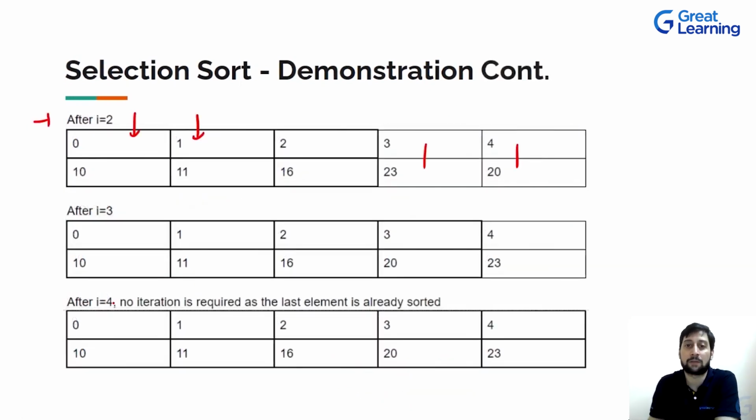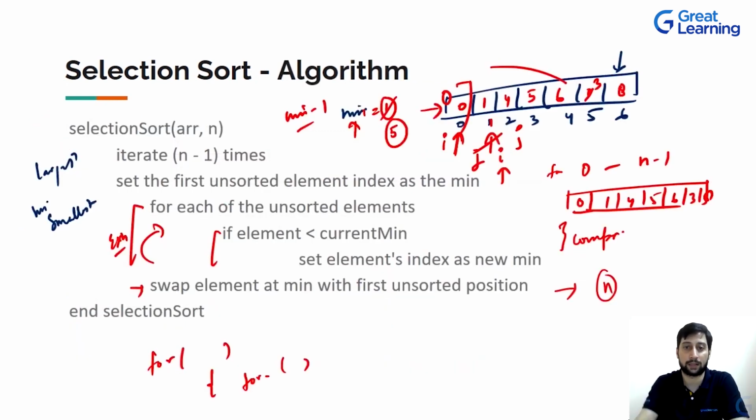So after iteration number 3, this is our input array. Similarly, after the third iteration, this thing will happen as 23 is greater than 20. So these elements will be swapped, and no fourth iteration is required as the last element is already sorted. So this is the whole demonstration of this selection sort algorithm.